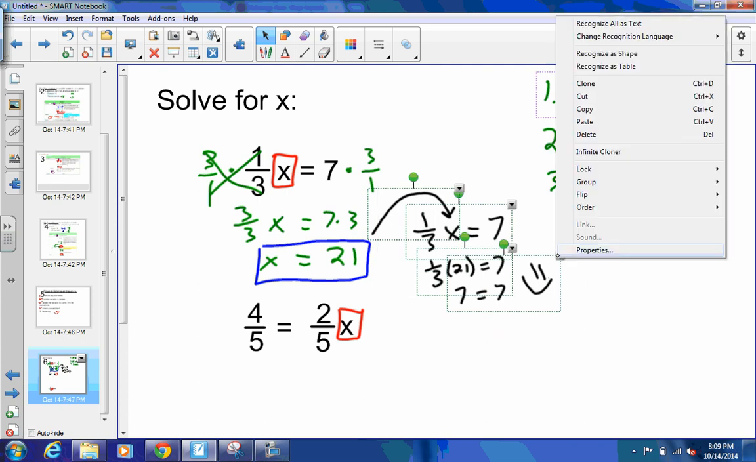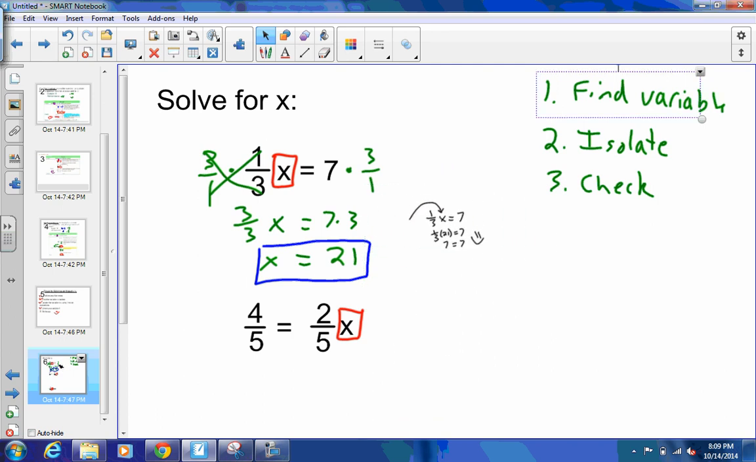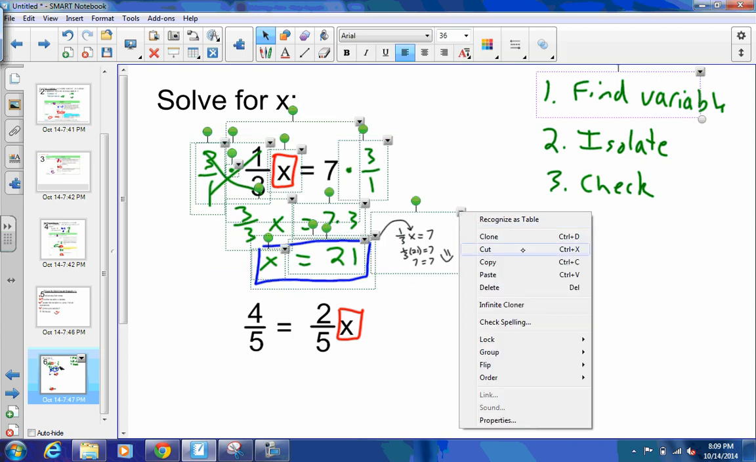It'll work every time. Make that smaller so we get it out of the way. And we can also make this whole thing smaller because we're going to go on and do the next one.